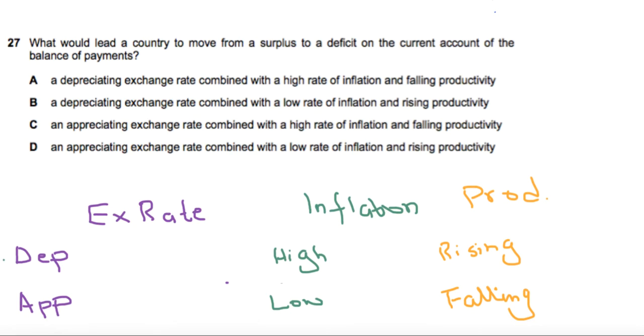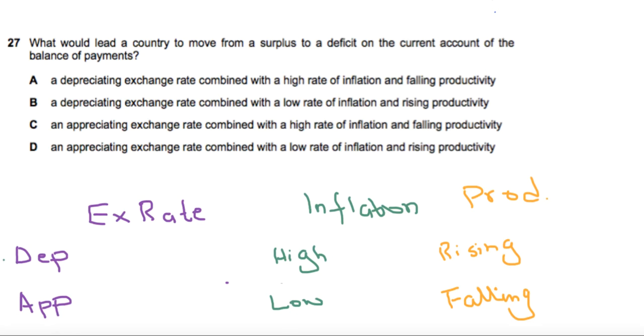Question number 27. What would lead a country to move from a surplus to a deficit on the current account of a balance of payments? The current account measures the difference between exports and imports, and moving from a surplus to a deficit means that there is a rise in imports and a fall in exports. So now let's look at these options and see under which option there is a rise in imports and a fall in exports.